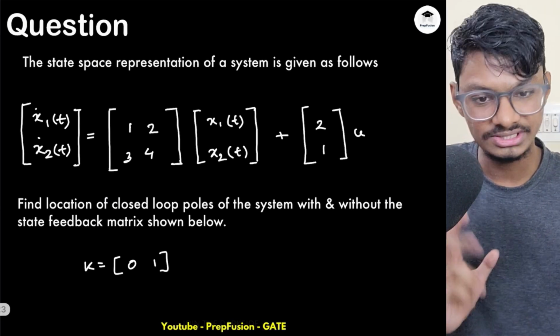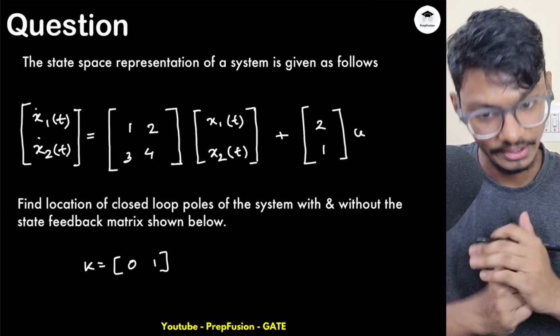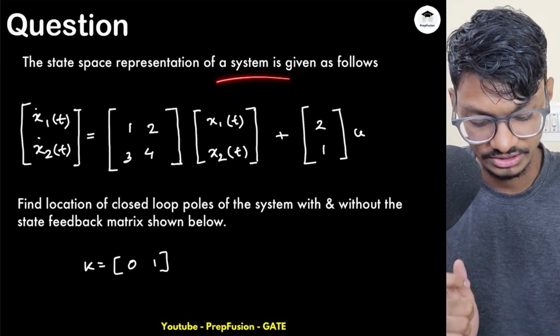So first let's do one example and get a feel of it. The state space representation of a system is given like this.